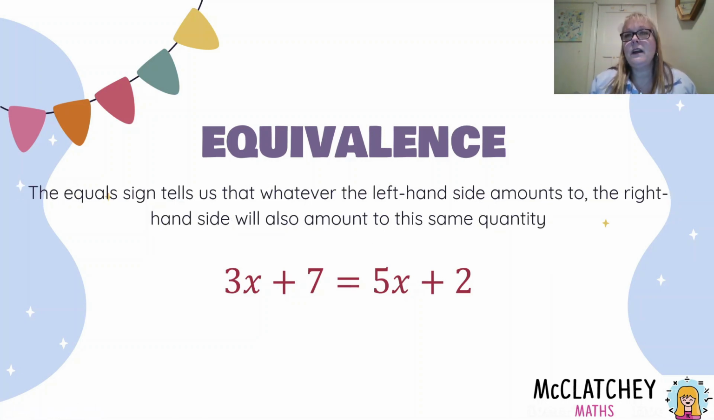So that equal sign tells us that whatever is happening on that left-hand side, whatever 3x plus 7 adds up to, it could add up to 50, 400, 4 million, any amount at all, it's possible. Whatever 3x plus 7 is adding up to is going to be the same as adding up 5x plus 2. Now you might say to yourself, well, how is that even possible? How does 3x plus 7 equal 5x plus 2? They look like different things.